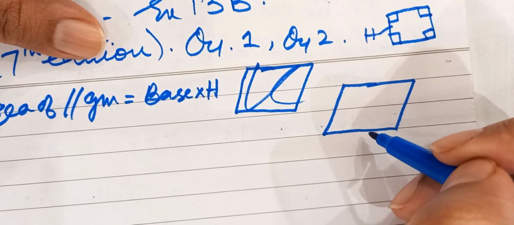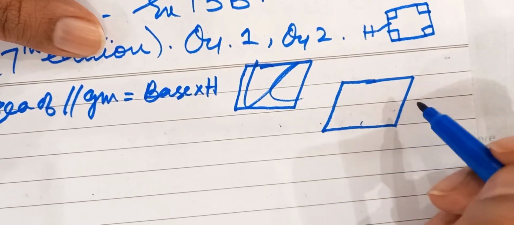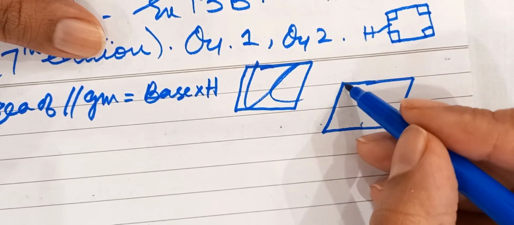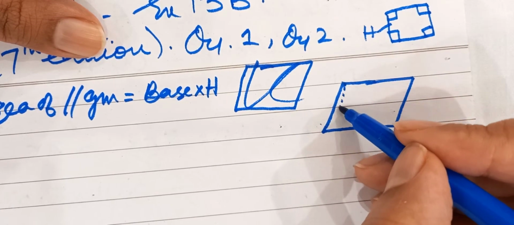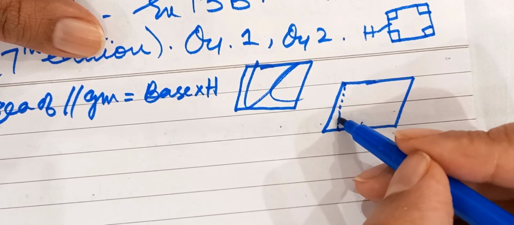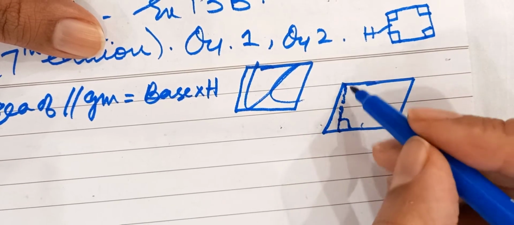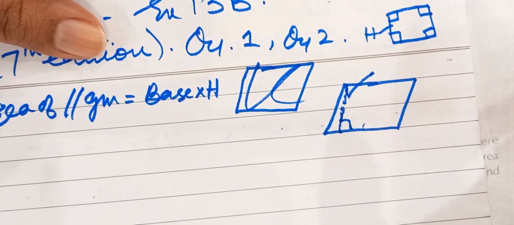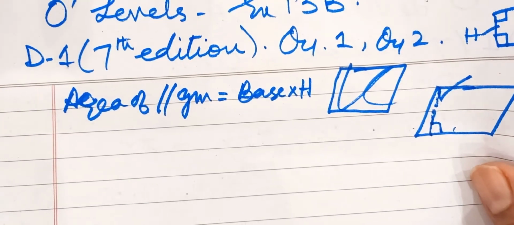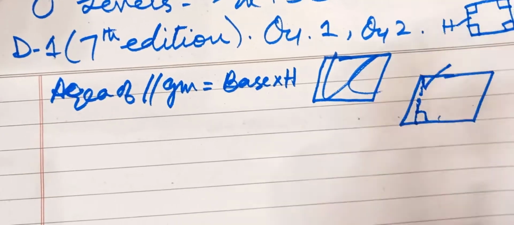In this parallelogram, we cannot take the height directly, we have to find out the height. So what are we going to do? We are going to start from here and draw a straight line which will touch the base perpendicularly, which means it will make a 90 degree angle with the base. So we have to identify the height always in a parallelogram. If we identify the height, then finding the area of a parallelogram is very simple.